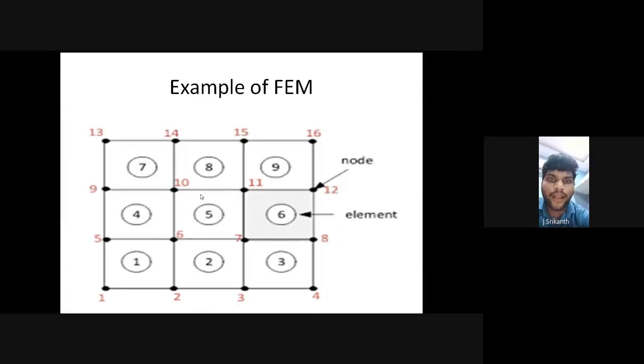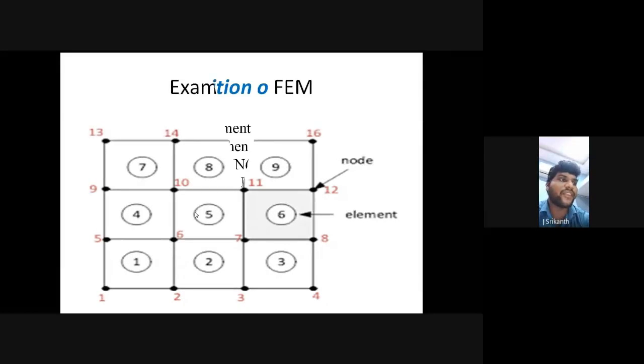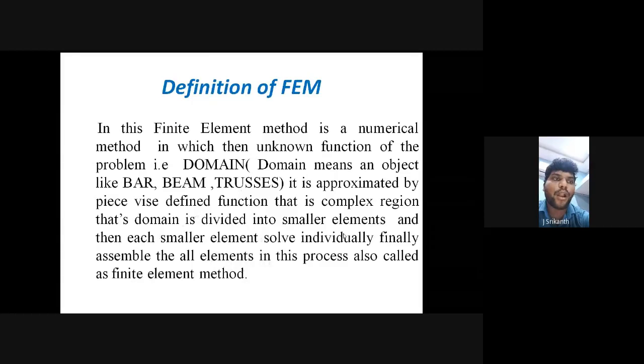So dividing element number 1, element number 2, and element number 3. So that is the definition. The domain is divided into smaller elements. This point is very important. The domain is divided into smaller elements, and then each smaller element is solved individually.